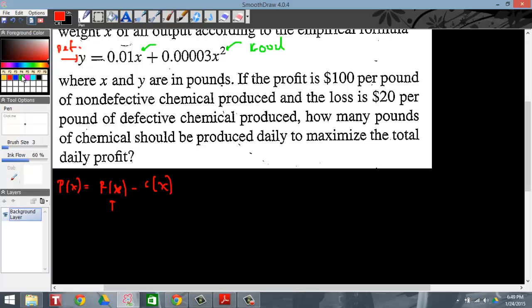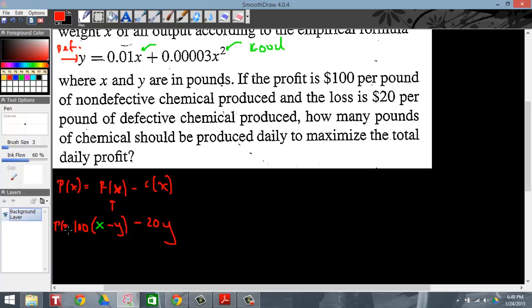So hopefully it makes sense that the revenue produced is going to be the number of good chemicals produced minus the number of bad chemicals produced. Think about that for a second. If you have to, hit the pause button. And we earn $100 for every pound of that happening. Now the loss is just $20 for every pound of defective material, so $20 for every bad one. And that's going to be our profit.